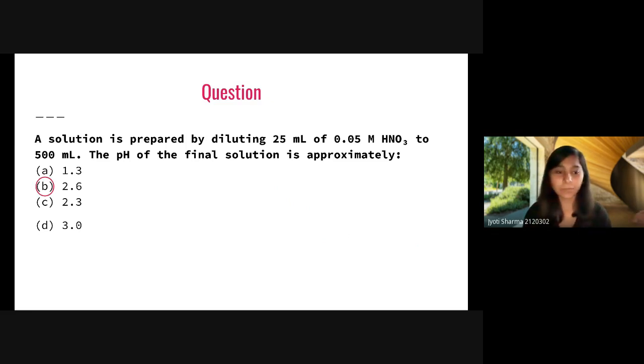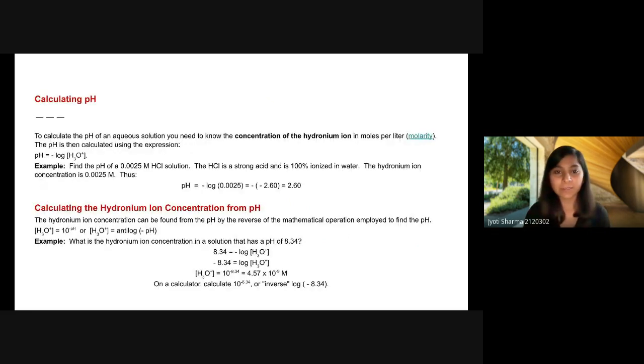The answer will be 2.6, and let me show you how we can calculate. But before that, as I told you, pH is nothing but the minus log of either H plus ion or, interchangeably, the hydronium ion. So you can say pH is equal to minus log of hydronium ion, and here you can see how we can calculate.